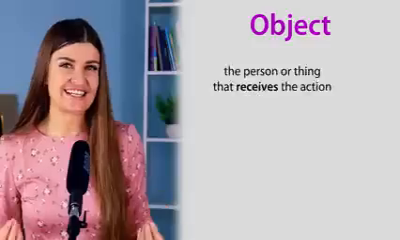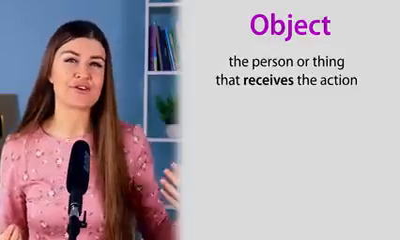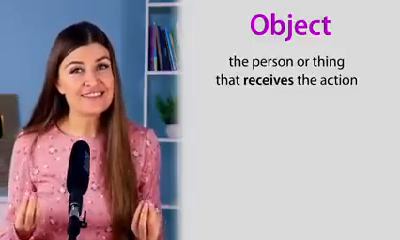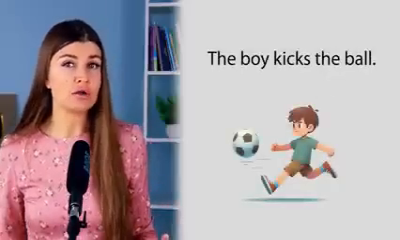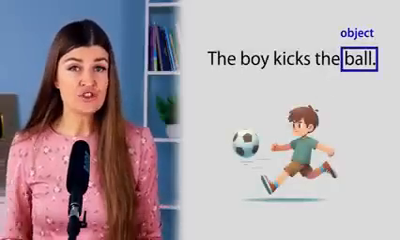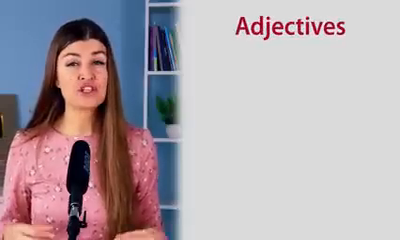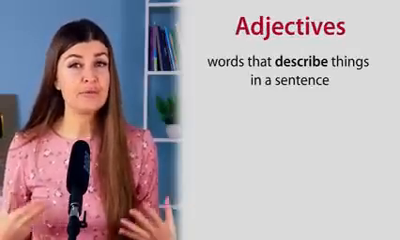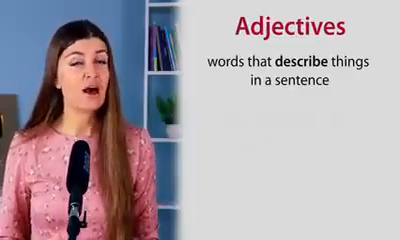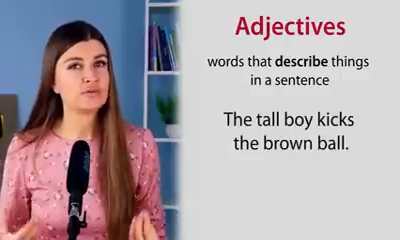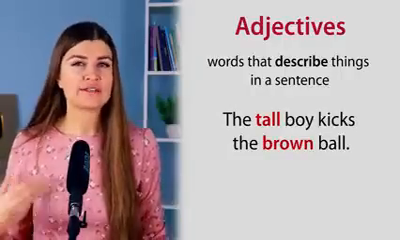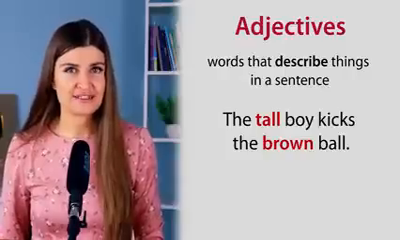The object in a sentence is the person or thing that receives the action. For example, the boy kicks the ball. The ball is the object. We also have adjectives, which are words that describe things in a sentence. For example, the tall boy kicks the brown ball. Tall and brown are adjectives.